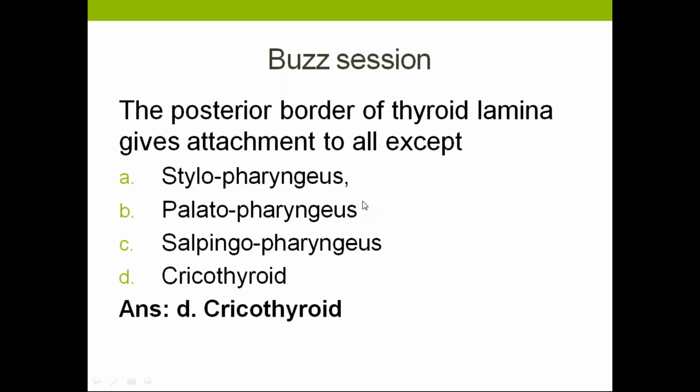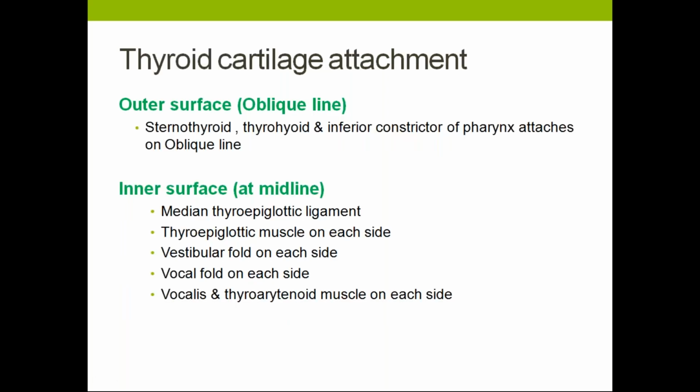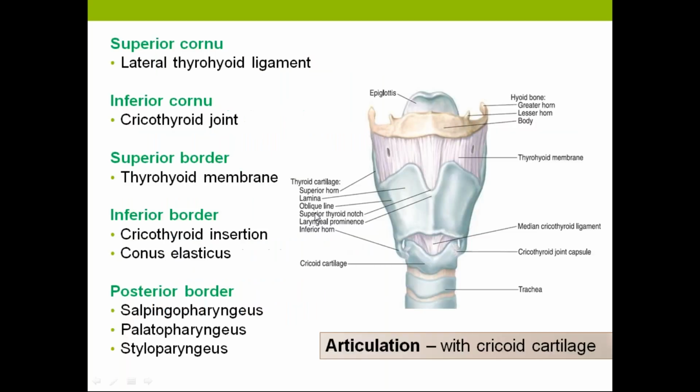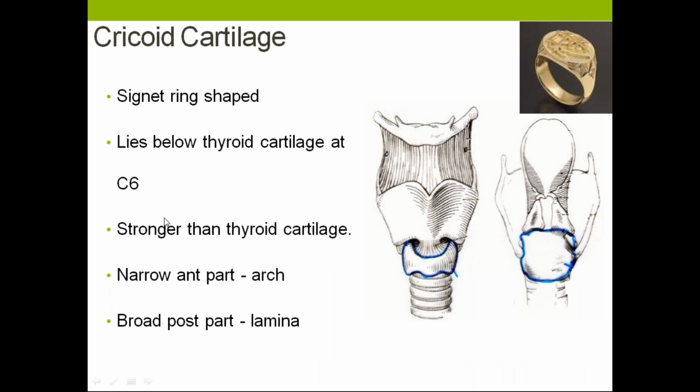It is a shield-shaped cartilage and has two laminae. Each lamina has an upper border, lower border, anterior border, posterior border, and two surfaces, outer surface and inner surface. The anterior border meets anteriorly to form the thyroid angle or laryngeal prominence. Next we'll go on to the next cartilage. This you know already, it's repetition only. So the next cartilage is the cricoid cartilage.